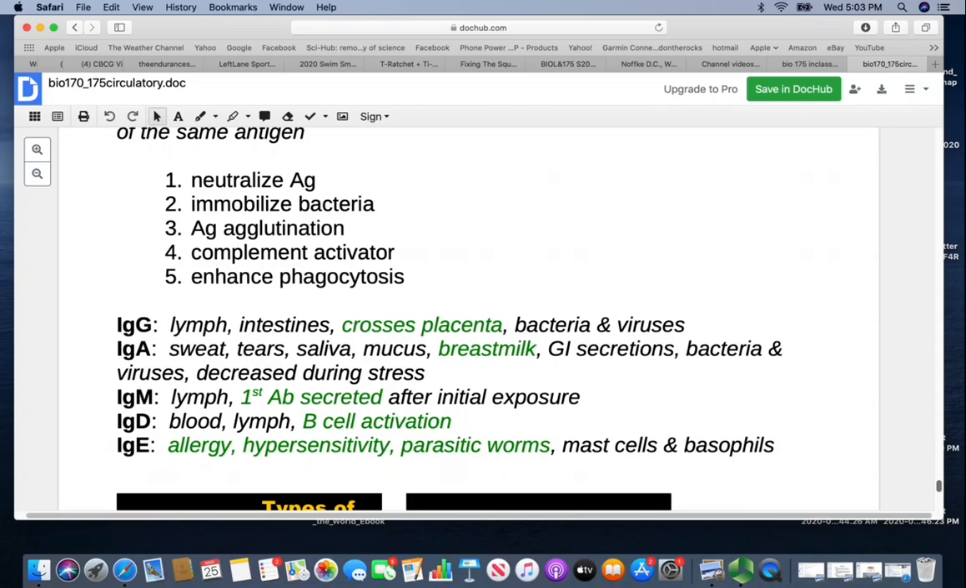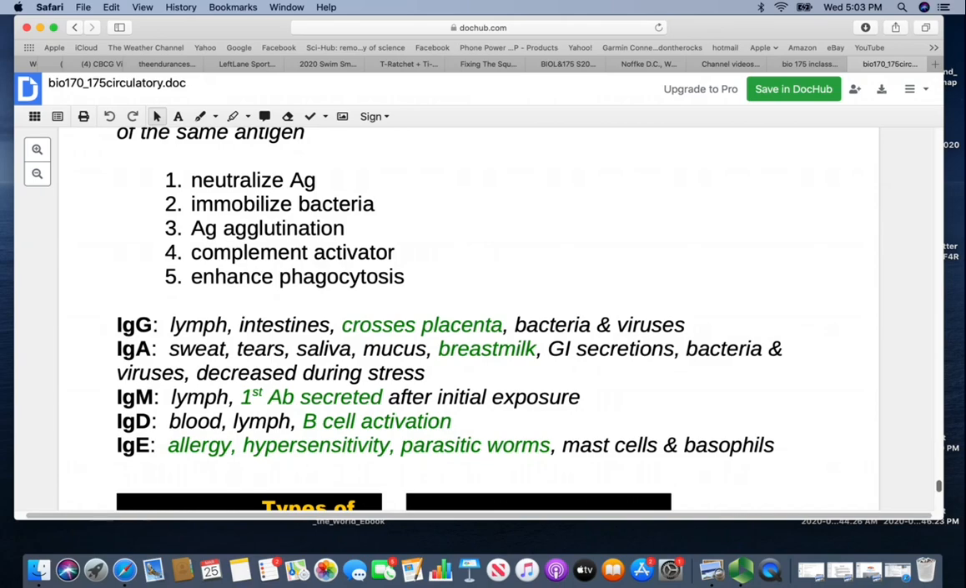IgM is present in the lymph. This is the first antibody secreted after initial exposure. It's actually a pentamer, so there are 5 of them together. So it's going to have a lot more spots on it for binding to the invader, making it a good option to have as your first one released. It's just more likely to actually stick to the invader with more sticky spots.